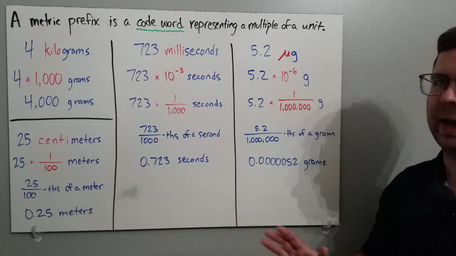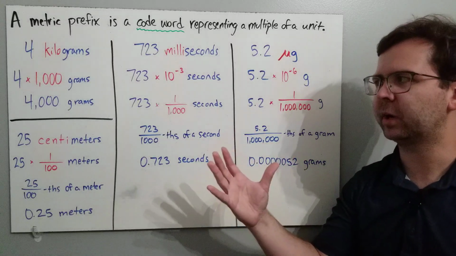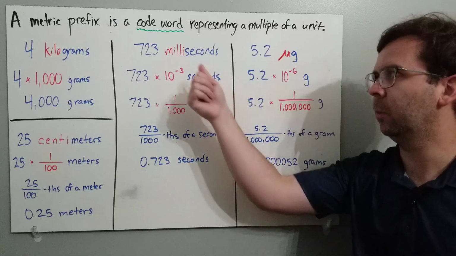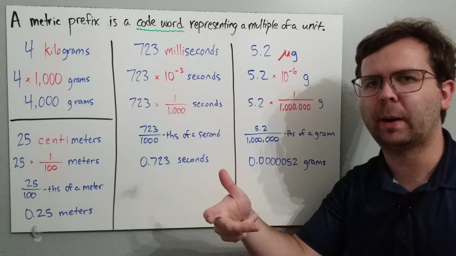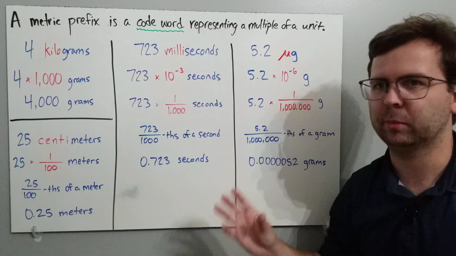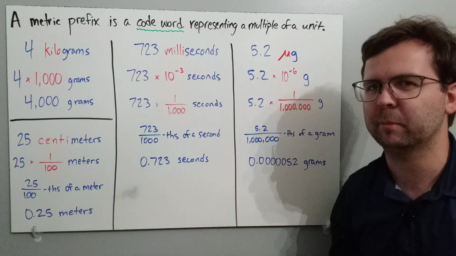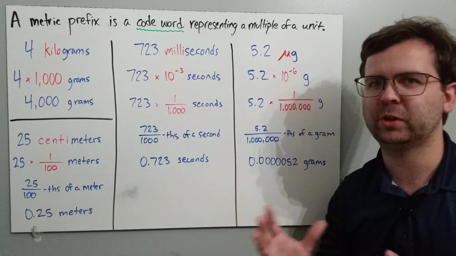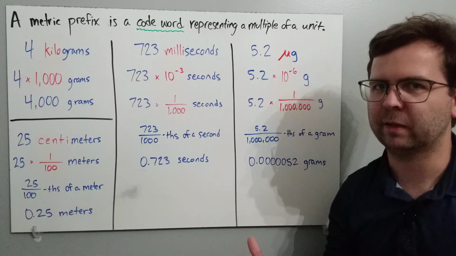But that gives you the idea of how you can take a metric prefix like micro, milli, and you can replace it and swap it out with its numerical value, and it still is a true statement. You're not changing anything about the measurement, you're just re-representing how you're communicating that measurement.